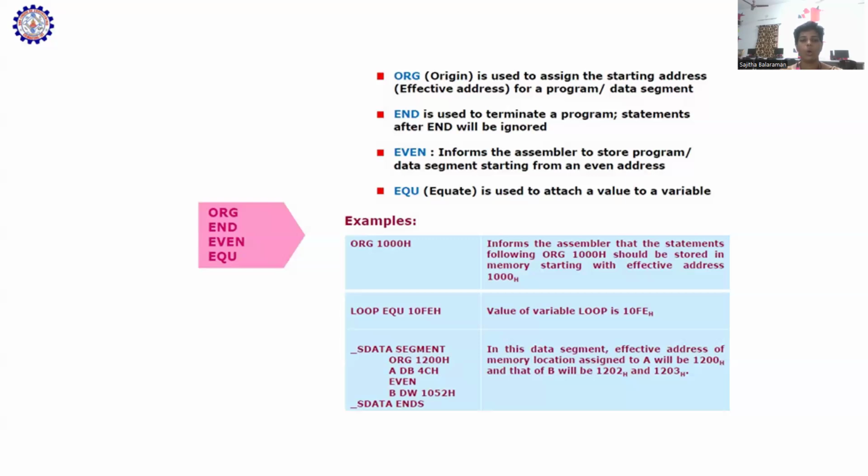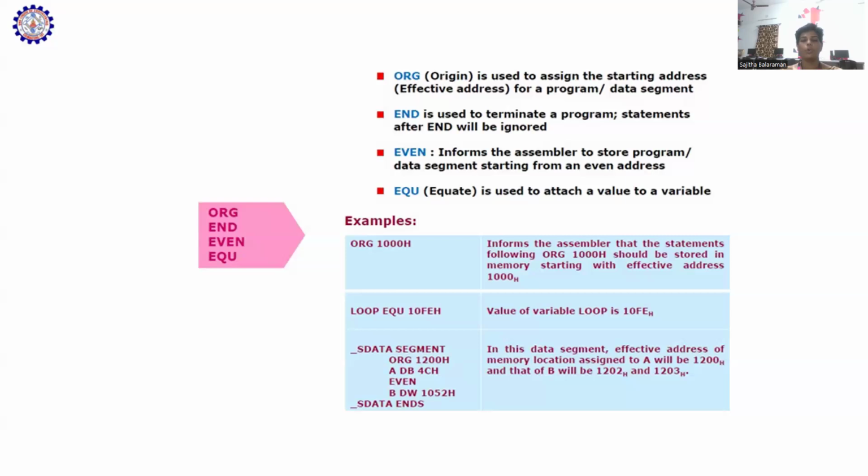The first one is ORG 1000, which informs the assembler that the statements following ORG 1000 should be stored in the memory starting with the effective address 1000. And LOOP EQU 10FEH means that LOOP is the user-defined name which will be assigned the value of 10FEH. And below is one more example.